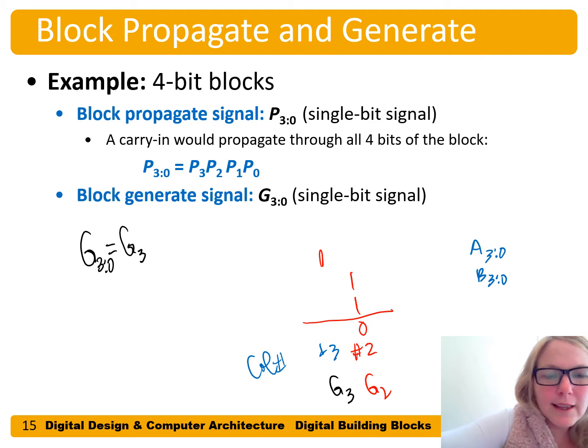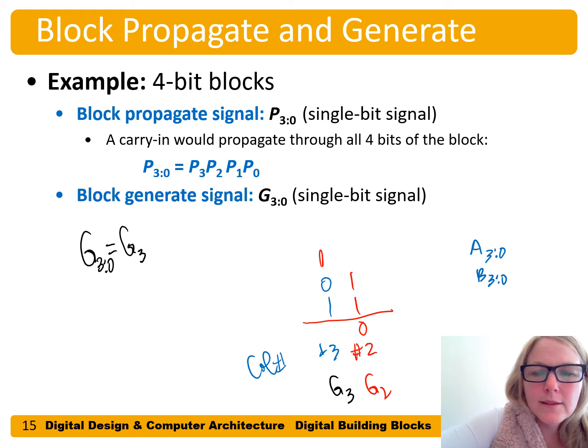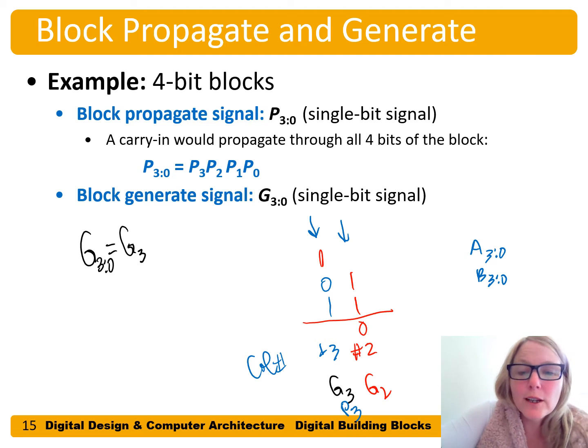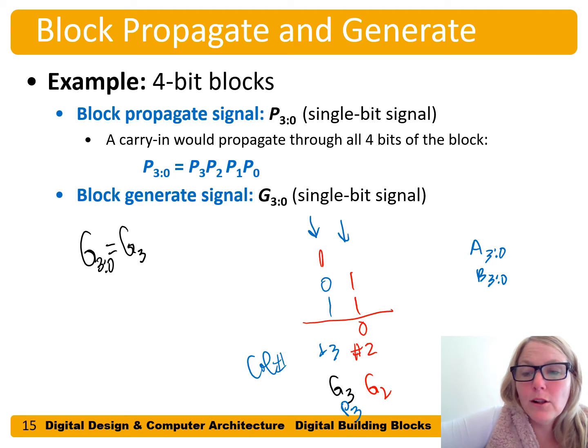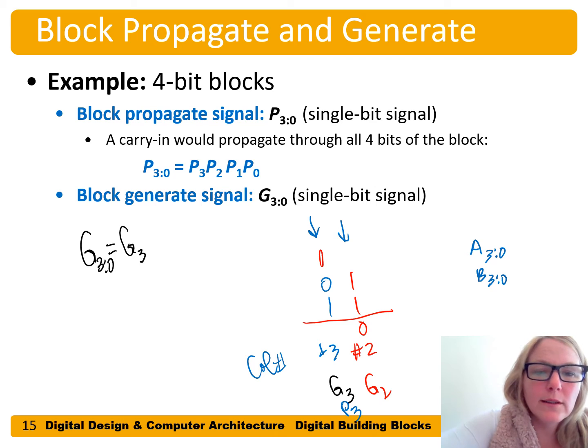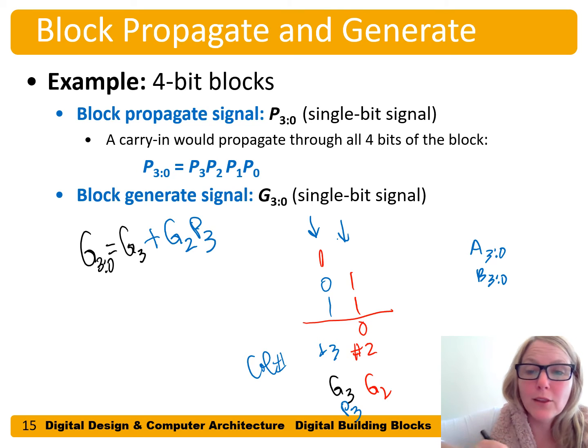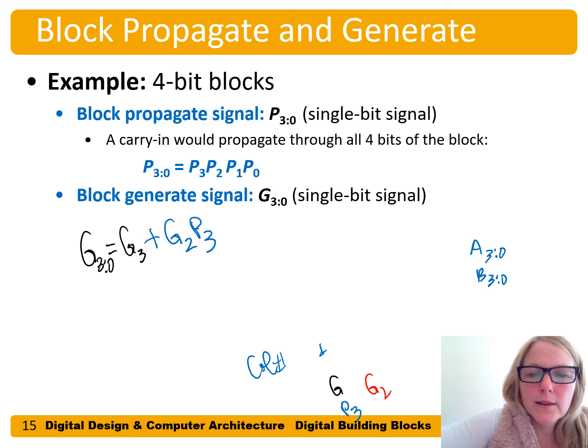So in this case, we'd have to have G2 being true and P3. It gets generated in column 2, and that carry that got generated in column 2 would have to propagate through column 3. There's another way we could do it. We could generate a carry within itself, generate in column 2, and then propagate through the next most significant column, like we showed there. Okay, that's pretty good. Any other options here?